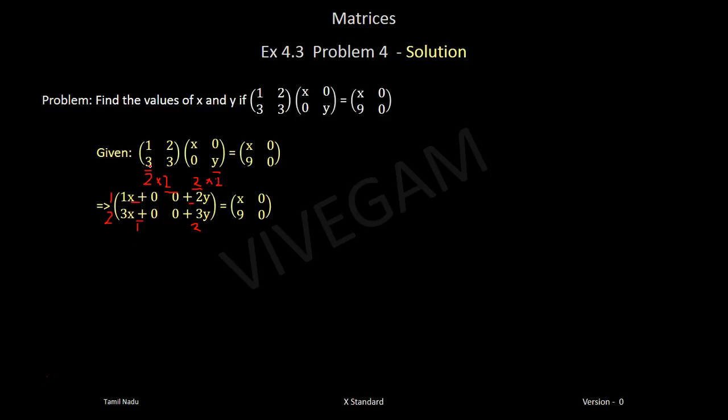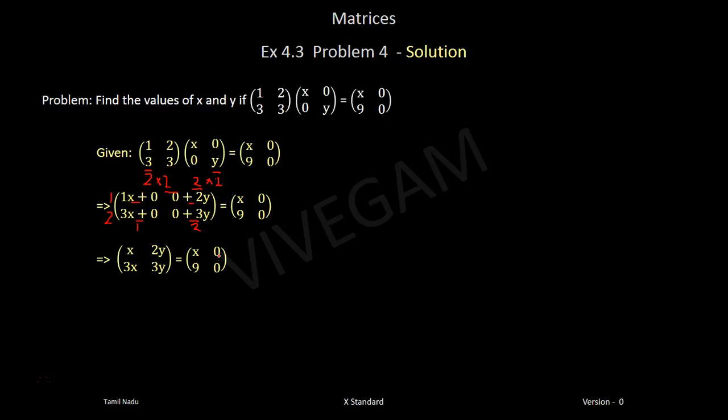Then the next one is second row and second column. So 3 into 0 is 0, 3 into y is 3y, right? That will come in the second row, second column, so it will come here. Now you simplify this matrix. You will get 1x, this is x, this is 2y, and this is 3x plus 0, which is 3x, and this is 3y. And on the right side, you have x, 0, 9, 0.